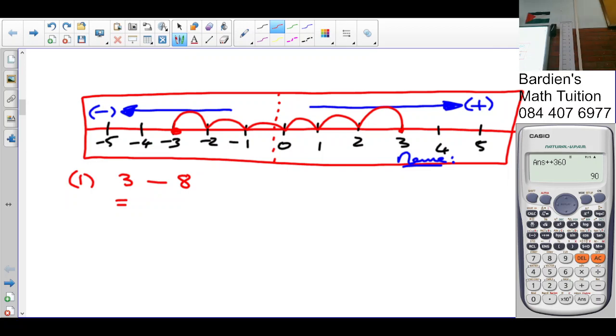Let's go again. That's minus 8, sir. Oh yes, I went for 6. Sorry. So let's go again. Here's my finger. 1, 2, 3, 4, 5, 6, 7, 8. The answer is negative 5. You all got that? Yes, sir. Right. So let's do another one.